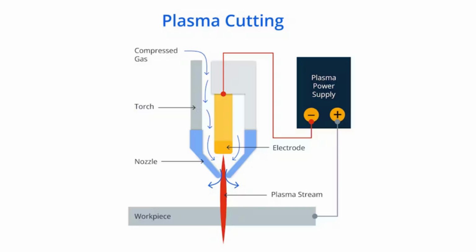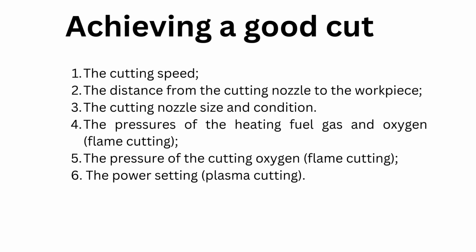Plasma cutting has been in use for bridge construction for a number of years. Cutting speeds are relatively high, and the cut surface tends to be harder than the equivalent flame cut surface. In order to achieve a good quality cut, the following parameters require control.